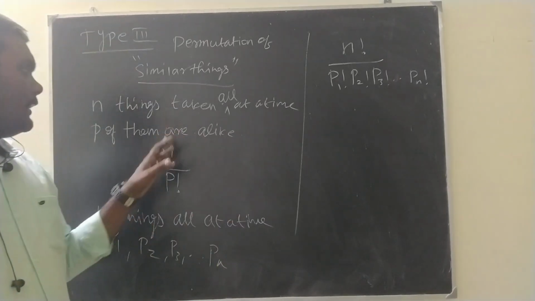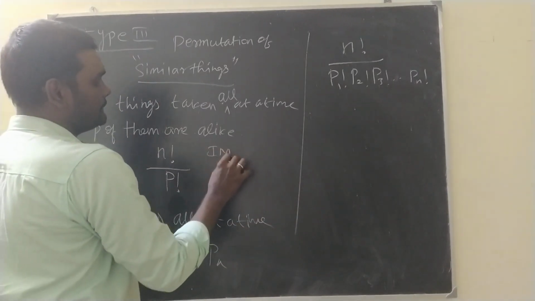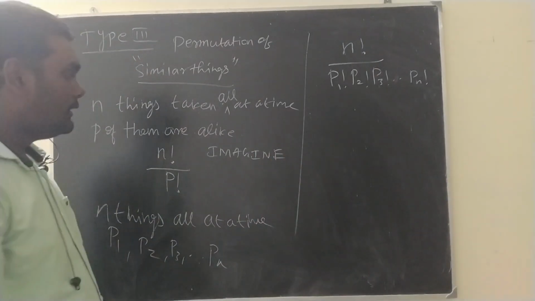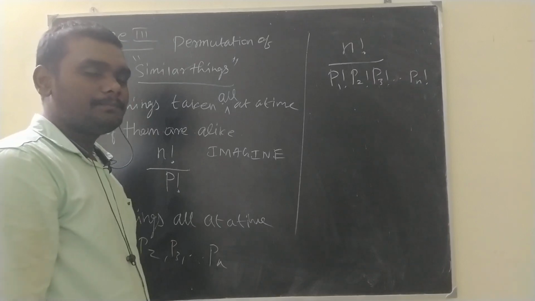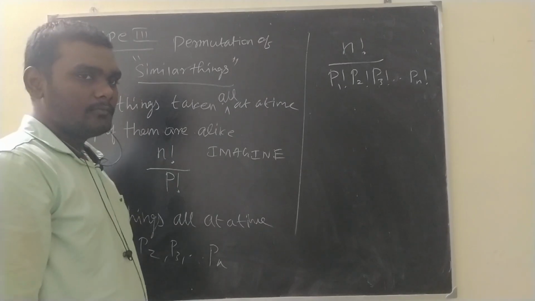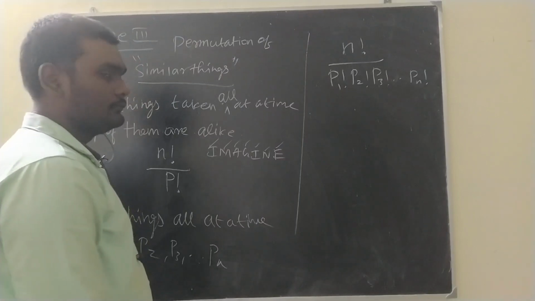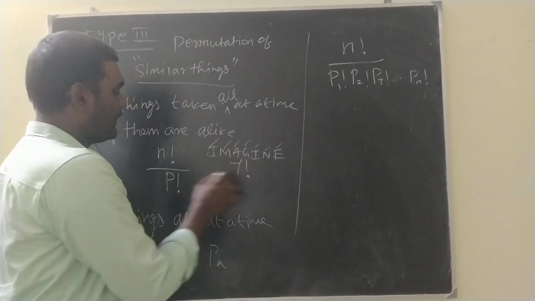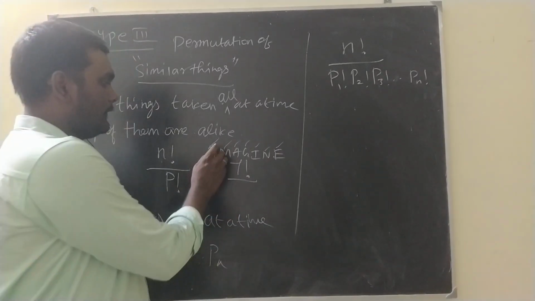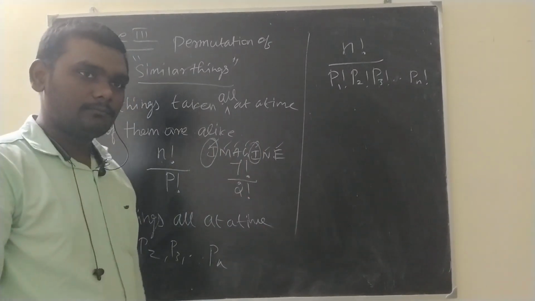See, in this, some things are alike. For example, take the word IMAGINE. Taking all letters, how many words can be formed? Totally how many letters? 7. So 7 factorial. 7 is our n. Any repeating things? I is repeating 2 times, so 2 factorial. That's all.